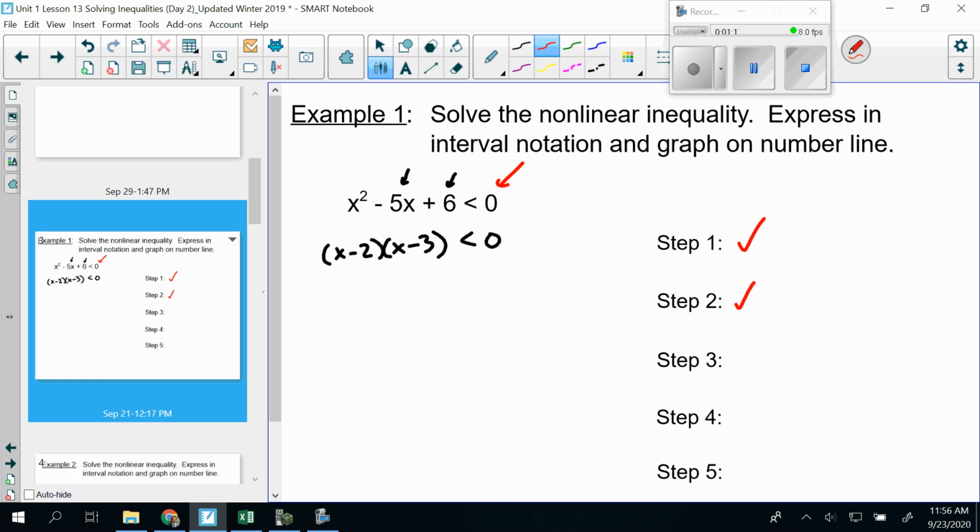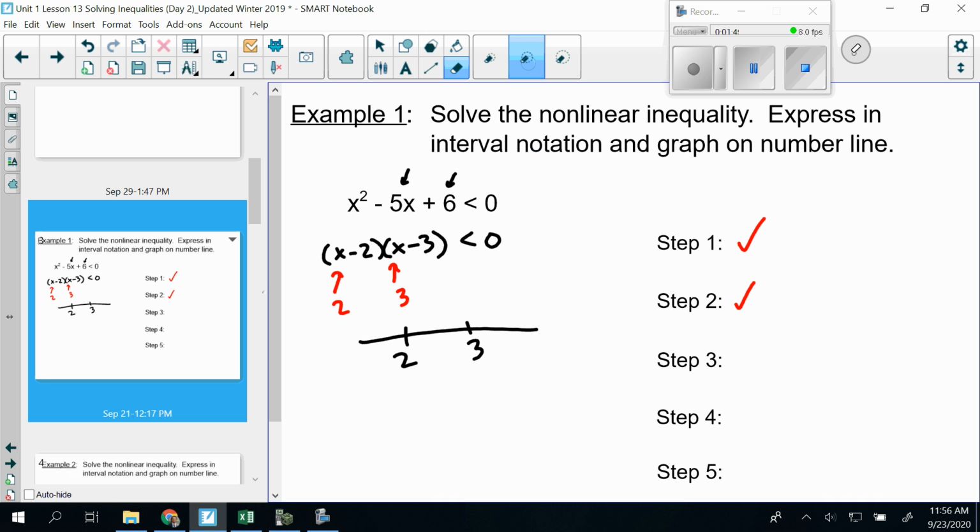Next step, we want to figure out the values here that will make this equal 0. Now I know we don't have an equal sign here, but we want those values where it equals 0 so we can test the ones in between. So what numbers are going to make these equal 0? You can probably kind of look and see. It looks like here 2 minus 2 would equal 0. Here 3 minus 3 would also equal 0. So the two numbers we're going to be using here are both 2 and 3 on our number line.